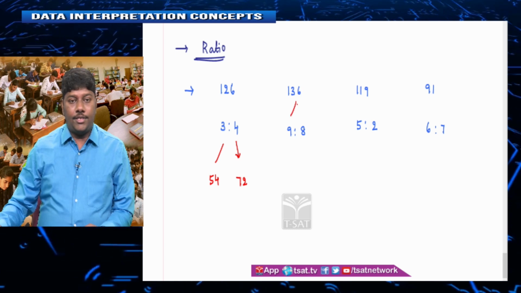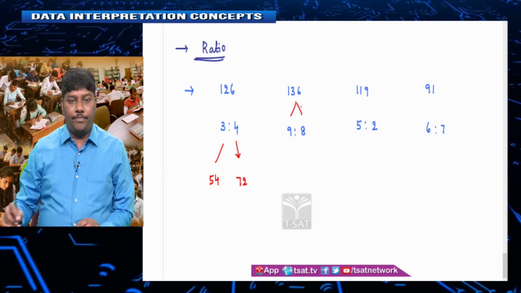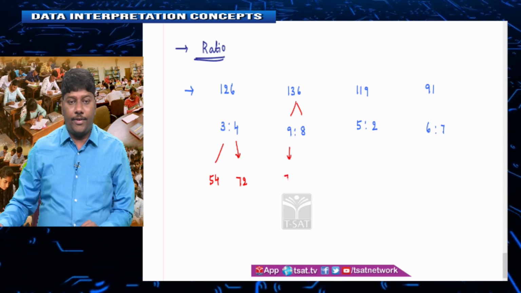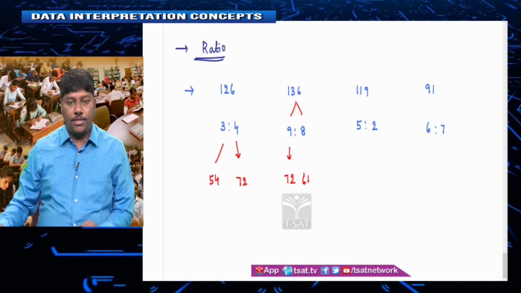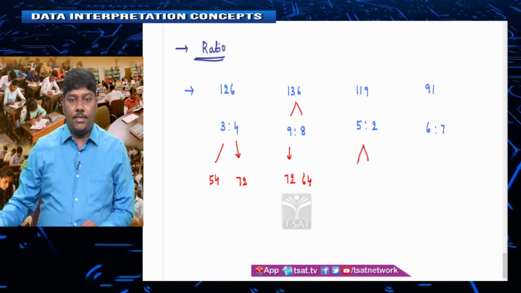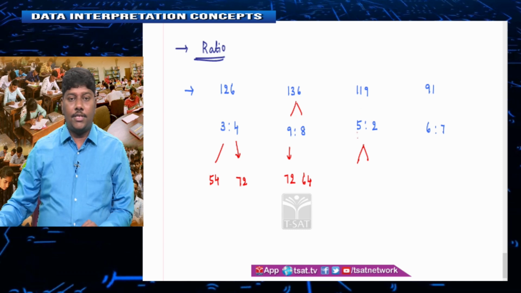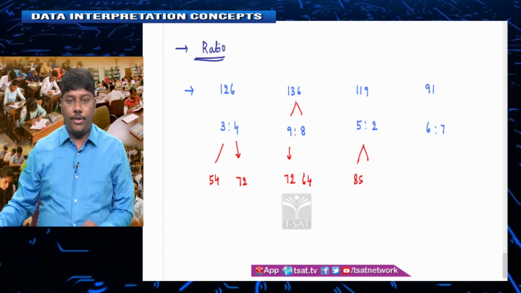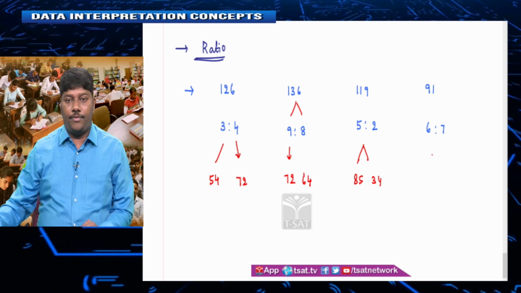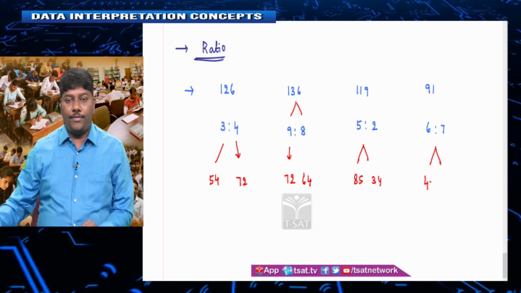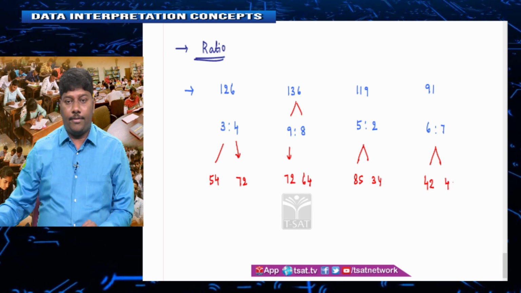Now, 136 is actually 17 eighths. Therefore, 17 parts, each part is 8. 9 eighths are 72, 8 eighths are 64. This is how you need to divide. 7 parts, 17 is each part because 17 fives are 85, 17 twos are 34. This is how you must divide it. 13 parts, each part is 7, 6 sevens are 42, 7 sevens are 49.